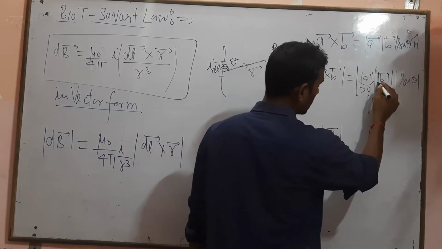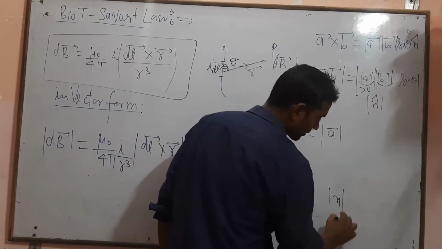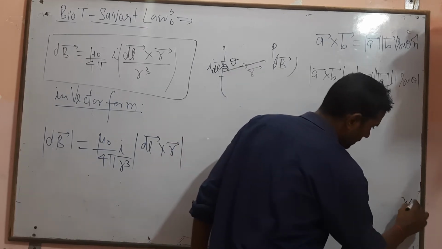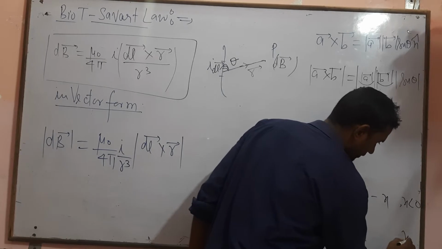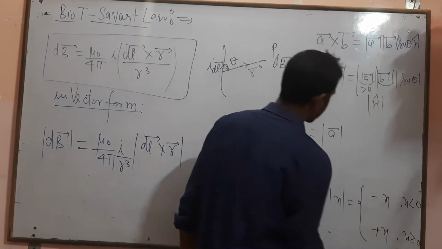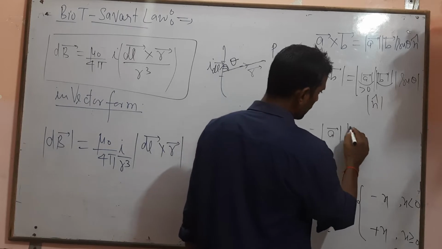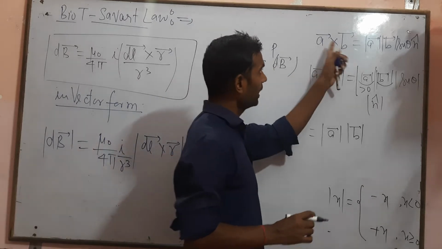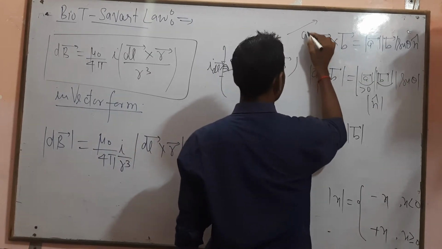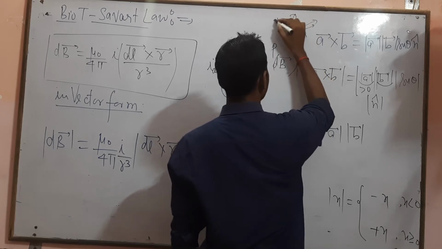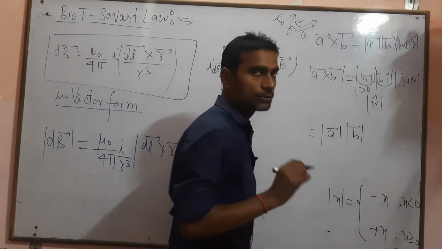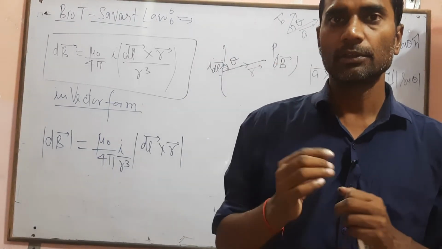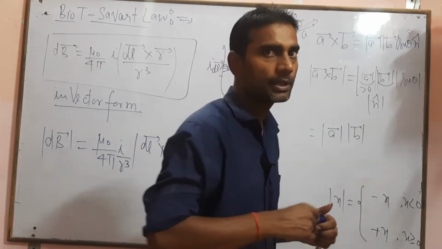Similarly, mod of B is a positive number, because according to the modulus property, mod of x, if x is negative, then mod x equals minus x. If x is positive, then mod x equals plus x. Implies mod A into mod B into sine theta. We know that, let us suppose this is the A vector and this is the B vector and this is the angle theta. The angle between A and B lies from 0 to 180 degrees, including 0 and 180 degrees.